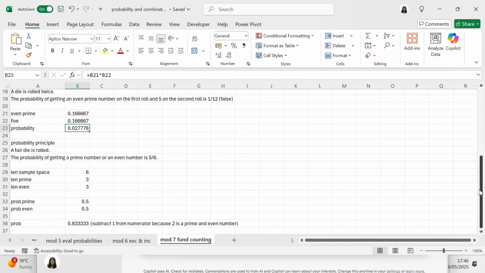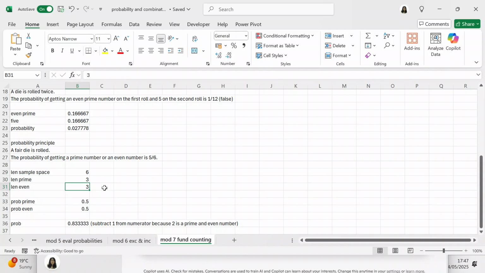So the next question is on the probability principle. It says, a fair die is rolled. The probability of getting a prime number or an even number is 5 divided by 6. So the length of the sample space is going to be 1, 2, 3, 4, 5, 6, and the length of the sample space is 6. The length of the prime sample space is going to be 3 because there are 3 prime numbers on the dice. And the length of the even sample space is going to be 3 because there are 3 even numbers on the dice.